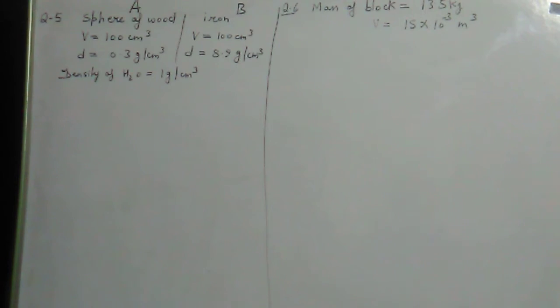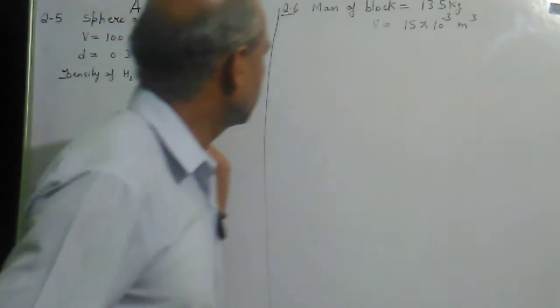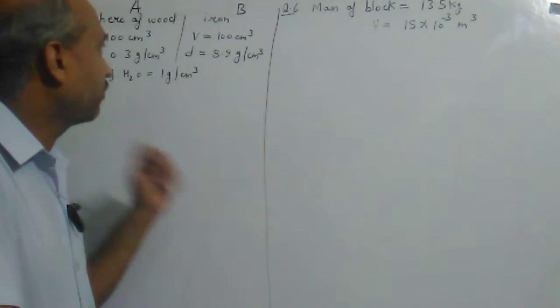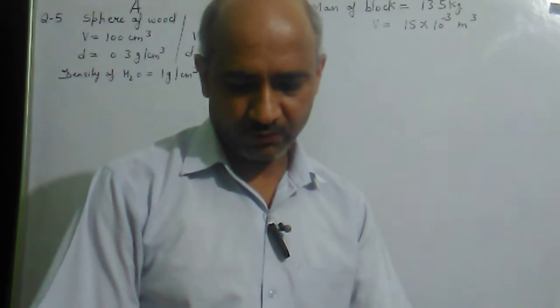Today we are going to do the numericals, and I have selected these two important numericals for you all. It is numerical number 5 and numerical number 6. So let me tell you the question first of all.